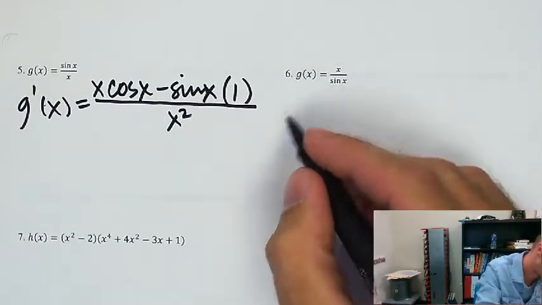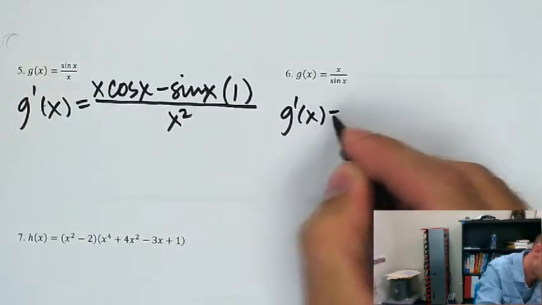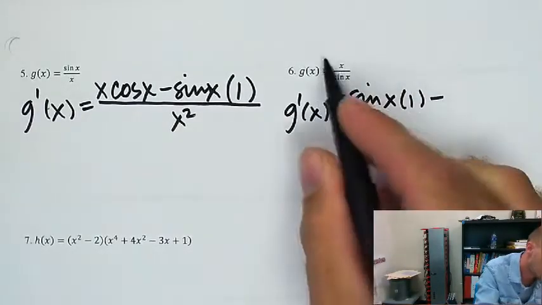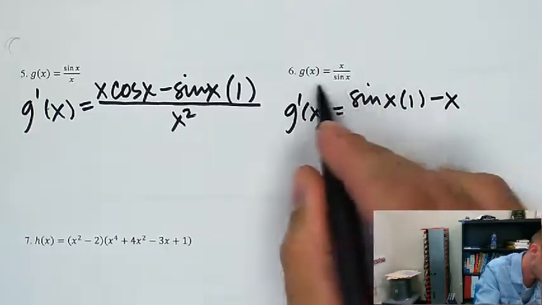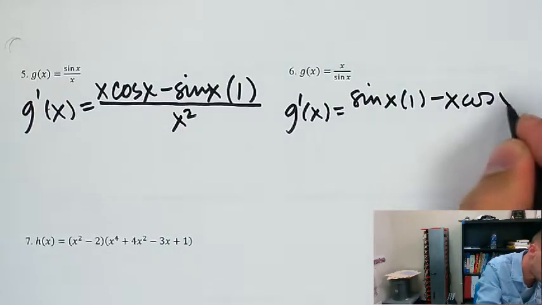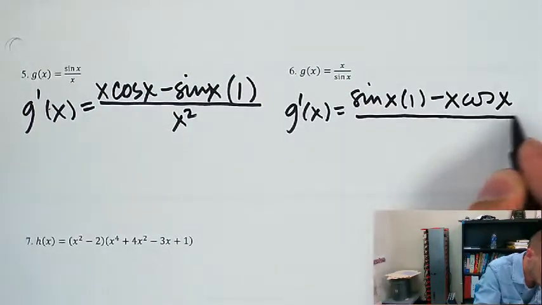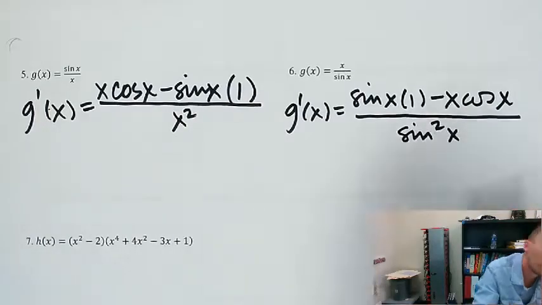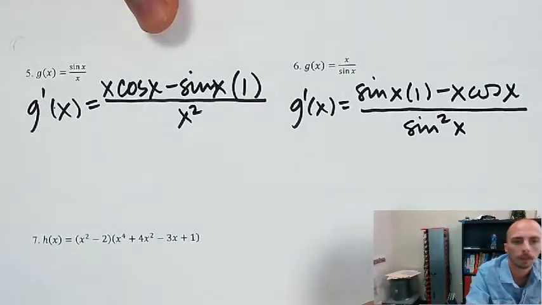All right, one more time. g prime of x is bottom times the derivative of the top minus top times the derivative of the bottom, divided by the bottom squared. Square sine of x, we get sine squared x. All right.